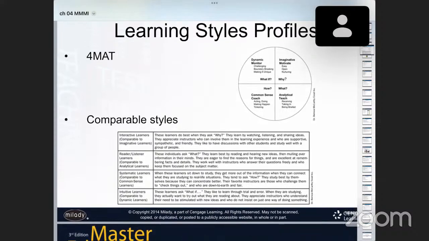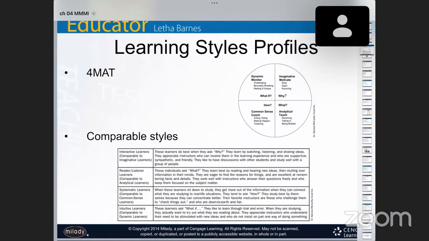And so when you look at the format, you've got dynamic monitor, imaginative, common sense coach, and analytical teach. Pretty much you find out which one am I, and I ask my teachers to always find out where you are before we try to find out where the students are, because you can give your experience.